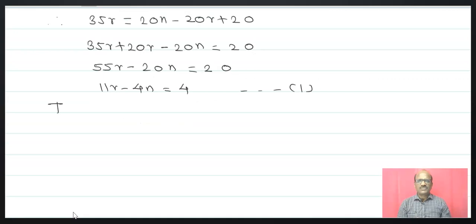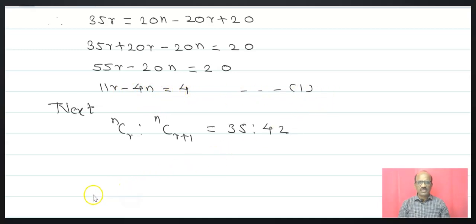That is equal to 11r. If we divide this by 5, you will get 11r minus 4n is equal to 4. This is equation number 1.